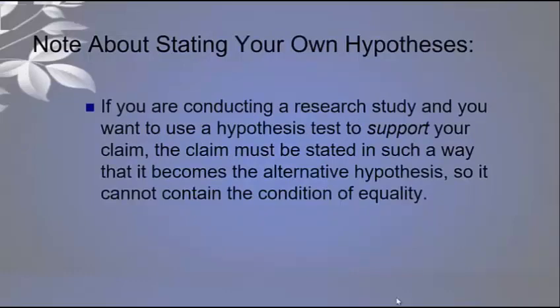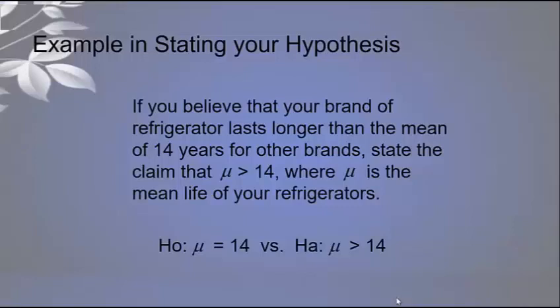Stating our own hypothesis. If you are conducting a research study and you want to use a hypothesis test to support your claim, the claim must be stated in such a way that it becomes the alternative hypothesis, so it cannot contain the condition of equality. So if you believe that your brand of refrigerator lasts longer than the mean of 14 years for other brands, state the claim that mu is greater than 14, where mu is the mean life of your refrigerator. So your H0 is mu equals 14 versus your Ha, mu greater than 14.